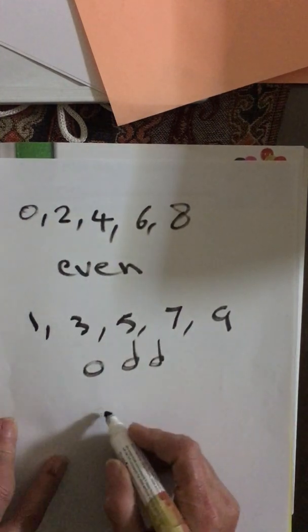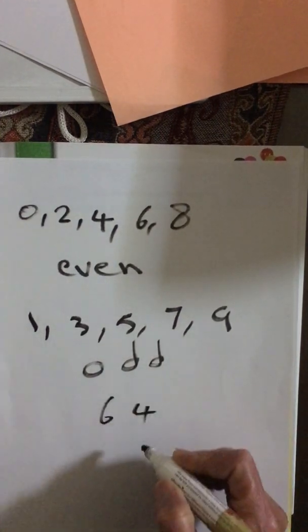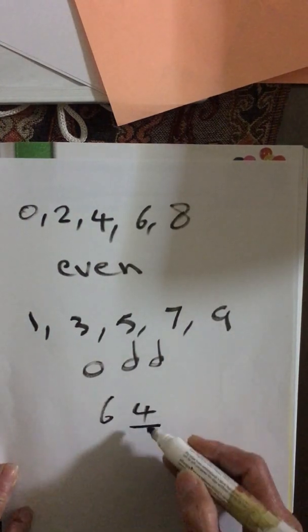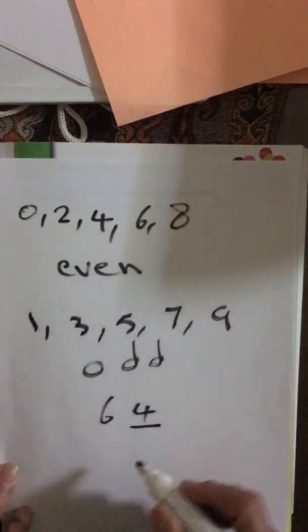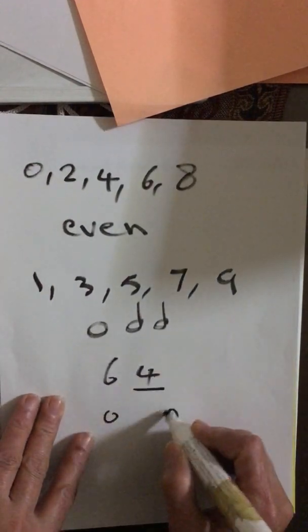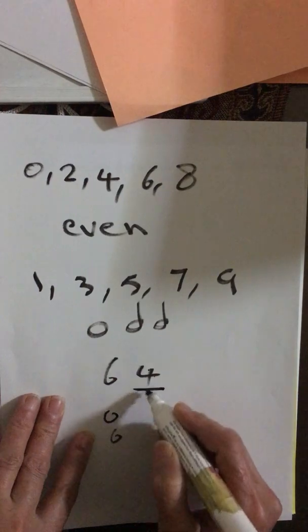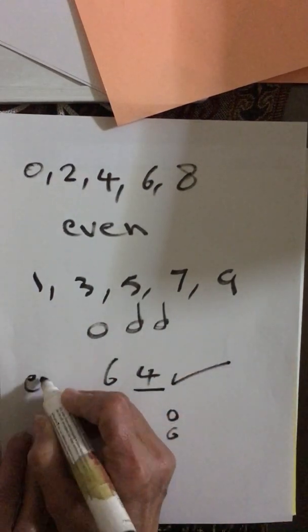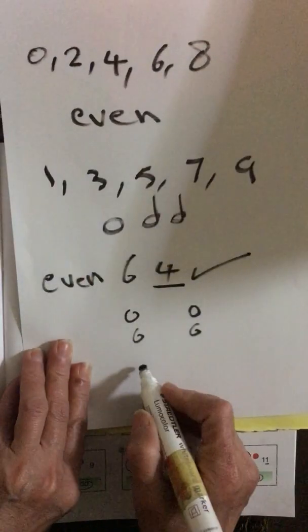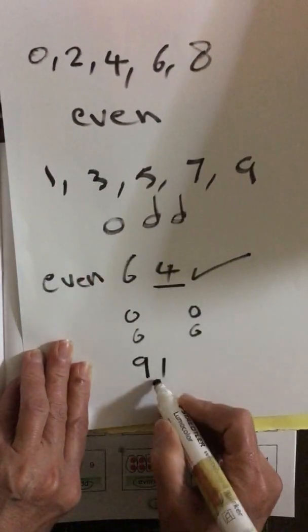For example, if I have 64, look at the ones place, you have 4. The 4 is an even number. Why? You can divide the 4 into 2 equal groups, one here, one here, one here, one here. So this number is an even number.